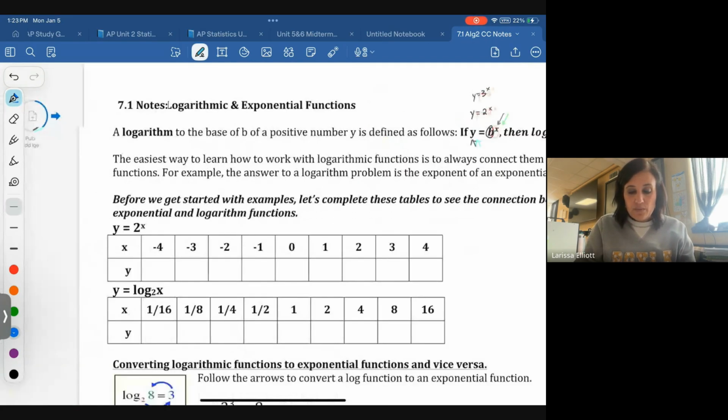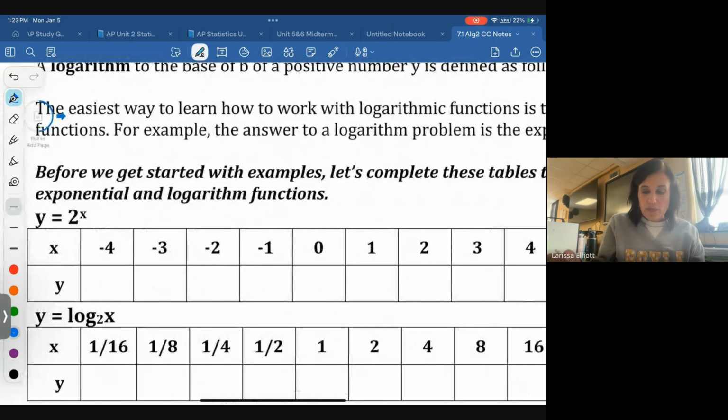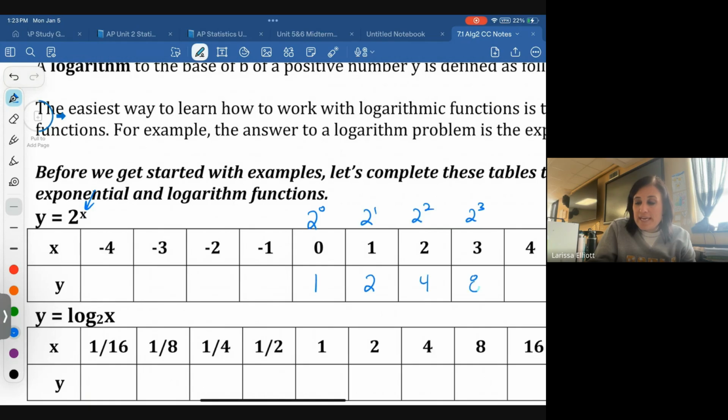Okay, so if I were to complete this table, substituting these numbers in for x right here, we can start over here. 2 to the 0 power would be 1. 2 to the first power would be 2. 2 to the second power would be 4. 2 to the third power would be 8. And 2 to the fourth power would be 16.